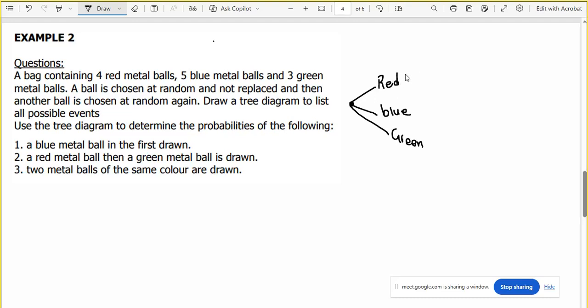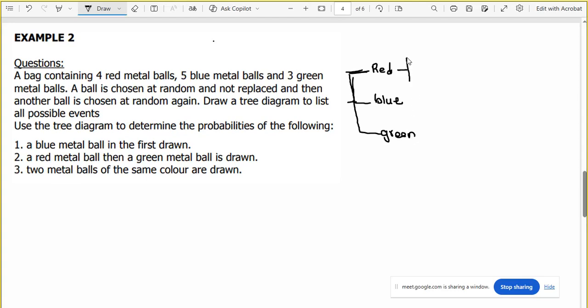So if the first event was red, this tells you that, let me do this right. If the first one is red, and then we have the second one being blue, and another one green.